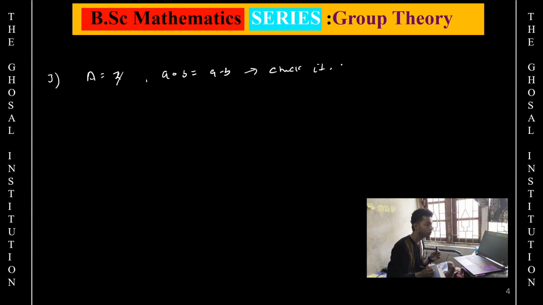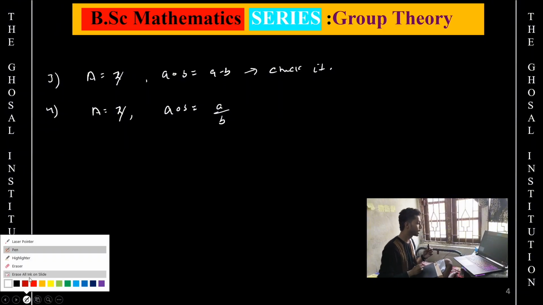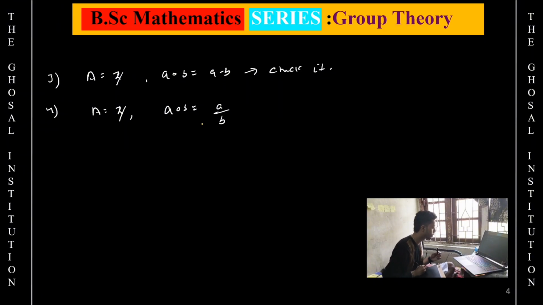Okay, check it by your own. Let's suppose if you take another example, A equals Z, and we define A compose B as A divided by B. Can you tell me whether this forms a binary composition or not?